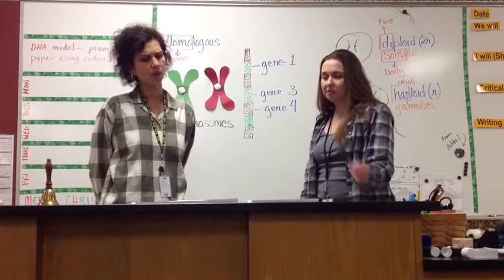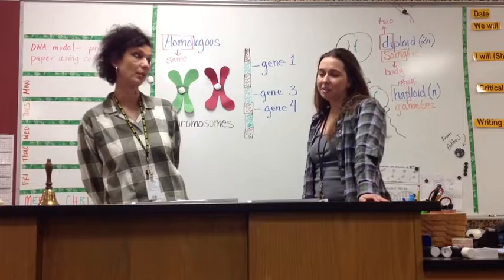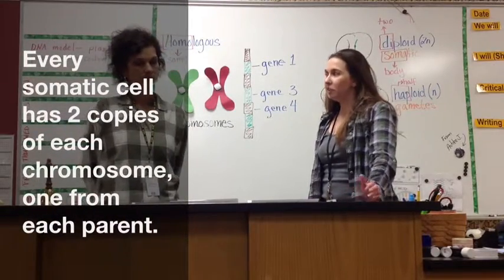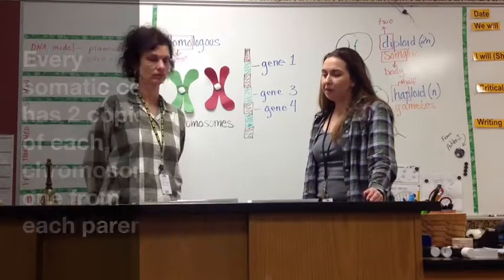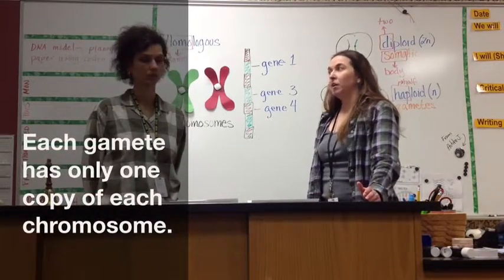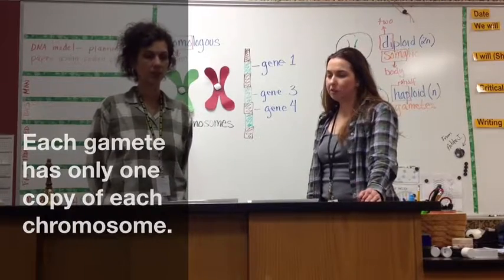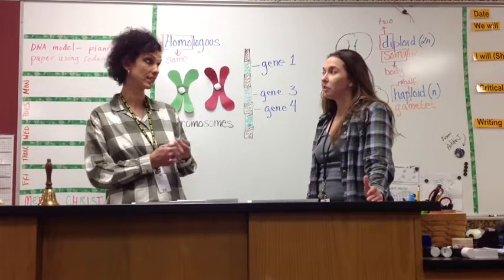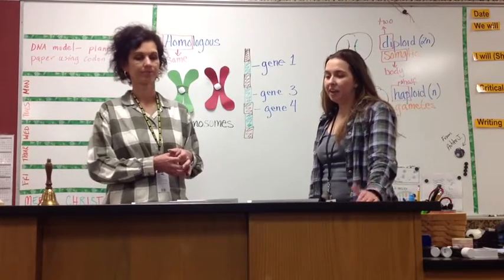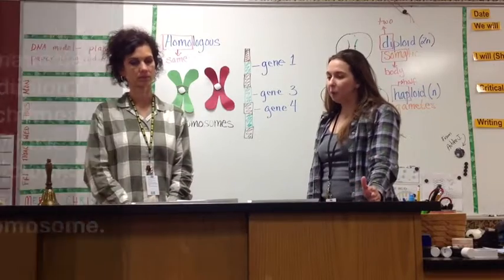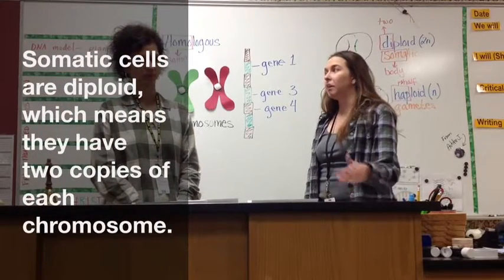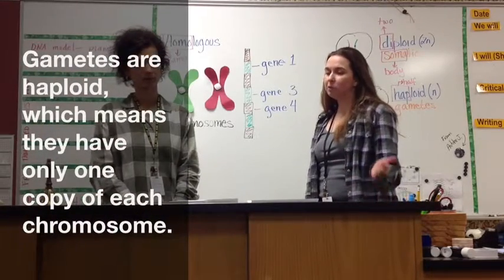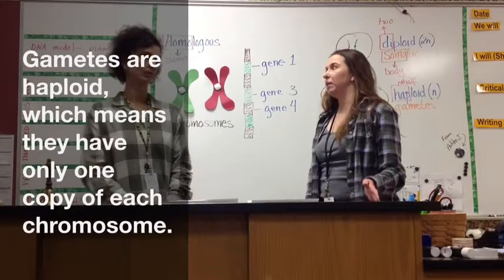Yeah. So, what makes these cells different from each other when we talk about chromosomes? That's a good question. Every somatic cell has 2 copies of each chromosome, one from each parent. But gametes have only 1 copy of each chromosome. Okay, so in humans, gametes only have 23 chromosomes, but somatic cells have 46 chromosomes? You hit it on the head. Somatic cells are diploid, which means they have 2 copies of each chromosome, while gametes are haploid, which means they only have 1 copy of each chromosome.